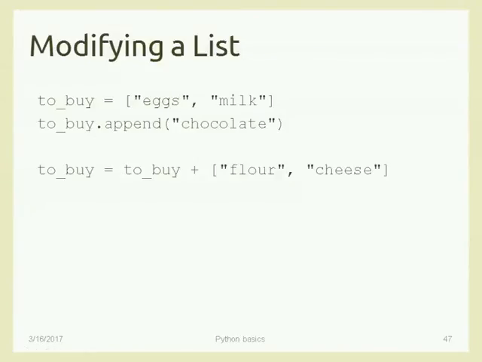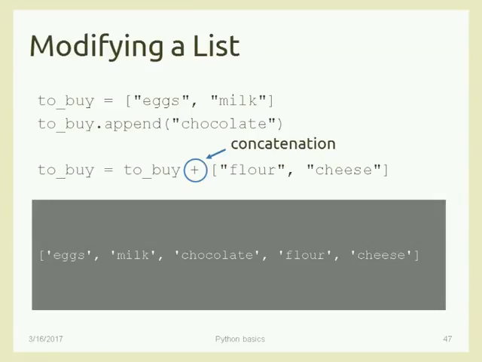We can also extend a list with the same operator that we saw for strings, the concatenation operator. We can say an addition of 2 lists. We can concatenate a list with another list, like for strings. This is the equivalent of the extend method, we can say. We add a list and we concatenate the second list to the first one with the plus operator.